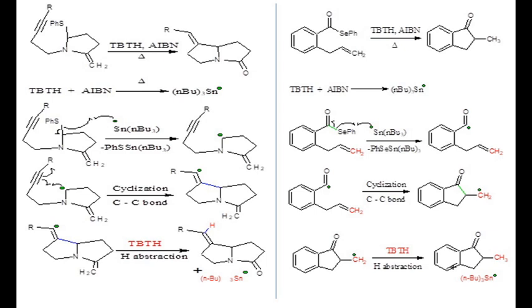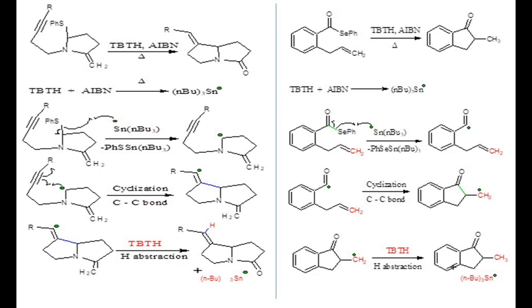It generates a vinyl radical. Vinyl radical means the radical is present on the carbon of the carbon-carbon double bond. This is the vinyl radical, and this vinyl radical abstracts hydrogen from tributyl tin hydride and gives us the target molecule along with formation of the tributyl tin radical, which again removes the SePh group. In this way the reactant is converted into the product.